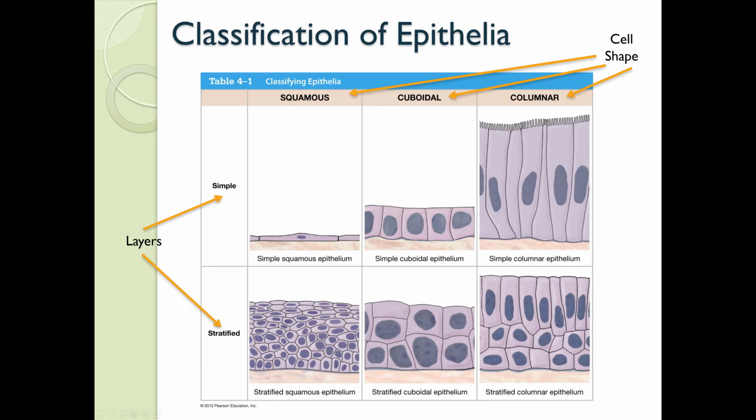And so when you're looking at the shapes here, if you're looking at stratified squamous, you're looking at the shape of the cells up against the lumen, not the shape of the cells next to the basement membrane. Same thing over here with the stratified columnar. We would be looking at the shape that is next to the lumen and not the shape that is next to the basement membrane.